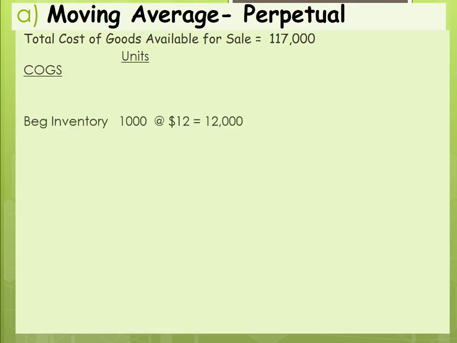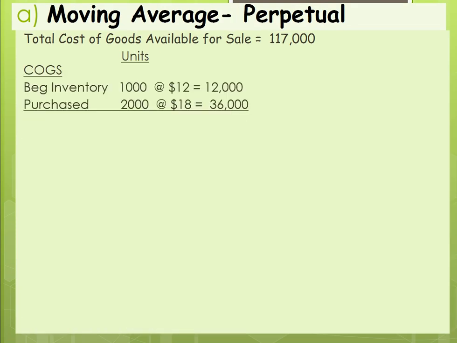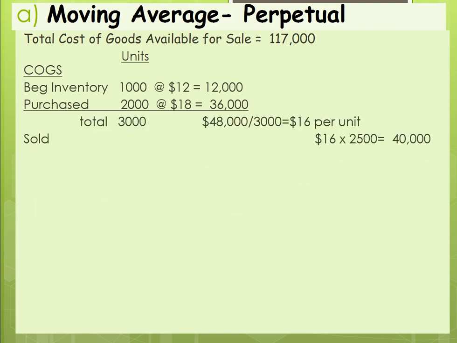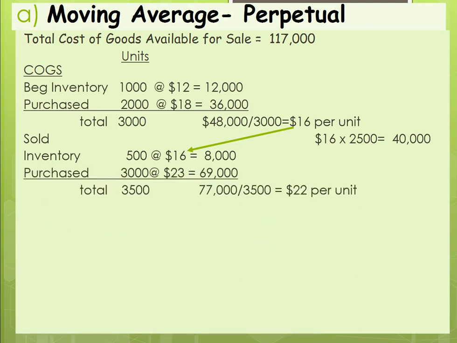Now, weighted average. What we do with weighted average is at the point we made a sale, we then add up how many units we had available for sale, the cost associated with those units, divide total cost by total units. We get an average cost of $16 per unit. We're going to take that $16 times the 2,500 units that were sold, and that would be the cost of goods sold that would be booked at that point. We now have in our ending inventory 500 at 16. Remember, we have to use that average cost for the units remaining. Then we include our 3,000 at 23.